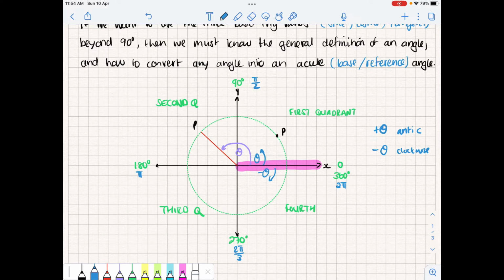Now, what we need to know how to do, more importantly, is how to convert an angle that is greater than 90 degrees. So if we have line OP extending beyond the first quadrant, the angle it creates is greater than 90 degrees. And what we need to do is we need to know how to change this into an acute or a base or a reference angle. Now, the reference angle is always measured from the x-axis, so that's the entire x-axis that we are now talking about. So, for instance, if we are talking about a line OP extending up over here to point P in the second quadrant, we want to convert that angle theta into an acute angle, and the acute angle that we will use will be measured from the x-axis, right? So from this part here up to line OP, and this would be my reference angle for theta.